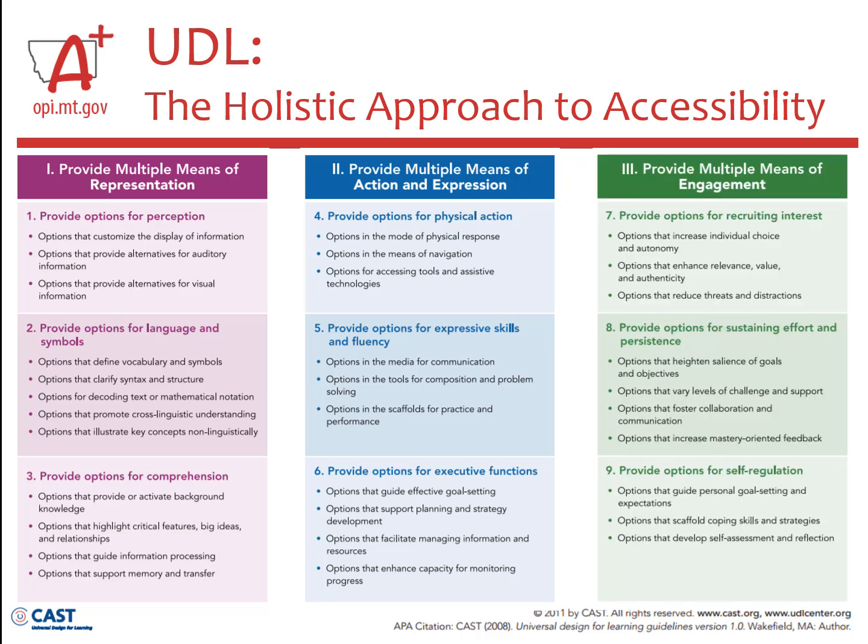The third principle is providing multiple means of engagement, or stimulating students' interests and motivation for learning in a variety of ways. Some examples are providing options that include collaboration and communication, and providing options that are relevant and authentic, like using money when teaching math or making culturally significant activities.